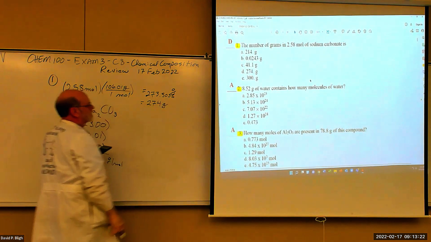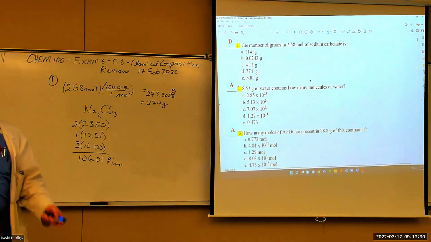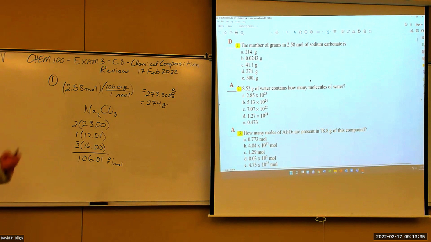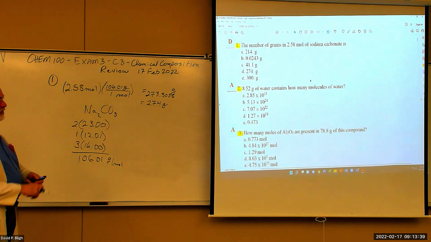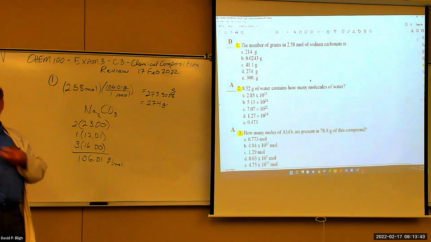274. Round it off. And there it is right there, D. Well, it should be D because the key says it's D. But I have caught mistakes before. So it's good, and it's good practice for me too, just to do the whole thing through.